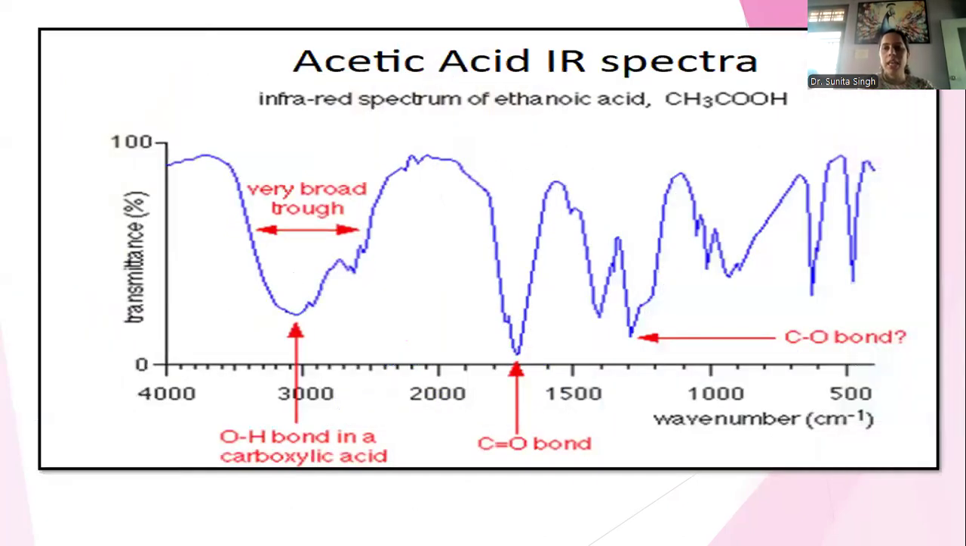This is the acetic acid IR spectra, where we can see the OH bond in a carboxylic acid has a different frequency. The CO bond is also present. C double bond as well as CO bond is there. So these wave numbers also depict the different bonds present in that compound.